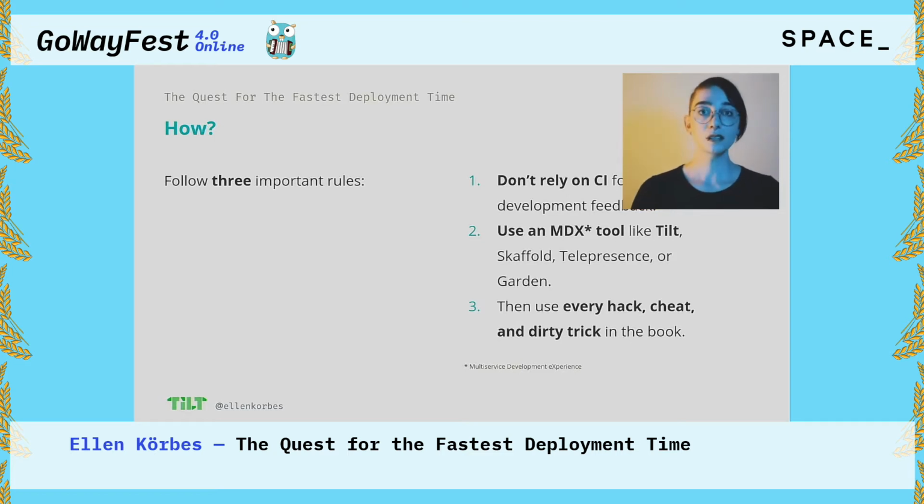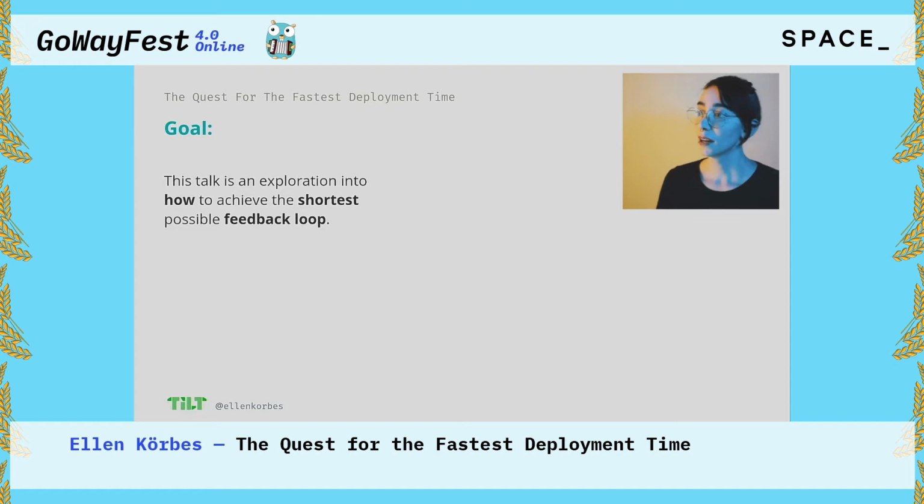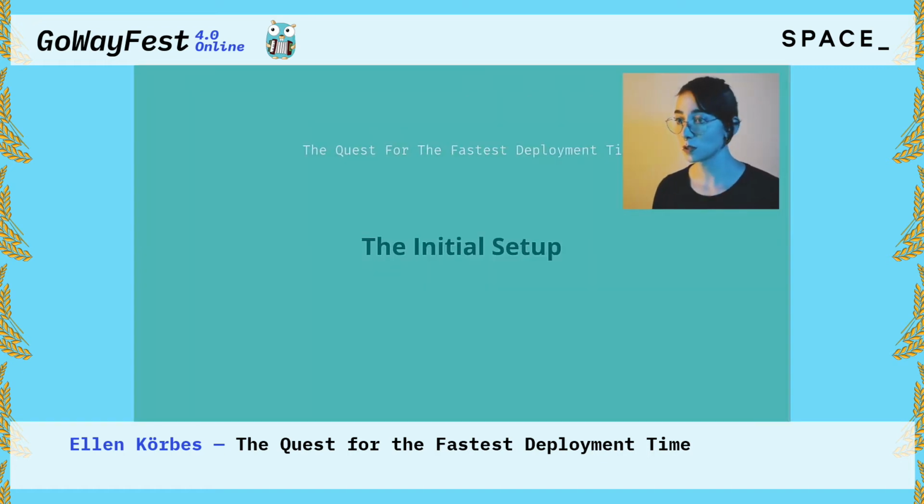My point is, I'm not going to hard sell you and say, hey, you need to use the tool of my company. I'm just going to say you should use some tool in this category, because you don't want to be typing a bunch of stuff by hand. Rule number 3 is use every hack, cheat, and dirty trick in the book. And we are absolutely going to do that in the next few minutes. And the goal of this talk, of course, is to achieve the shortest possible feedback loop. So that's what we're going to do.